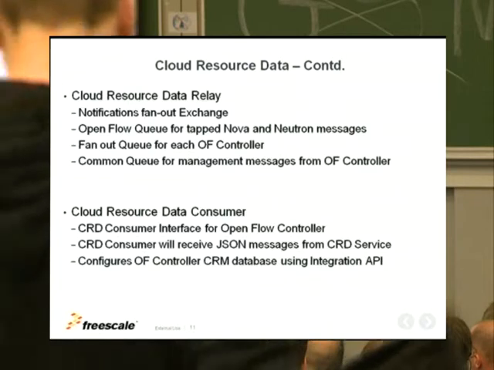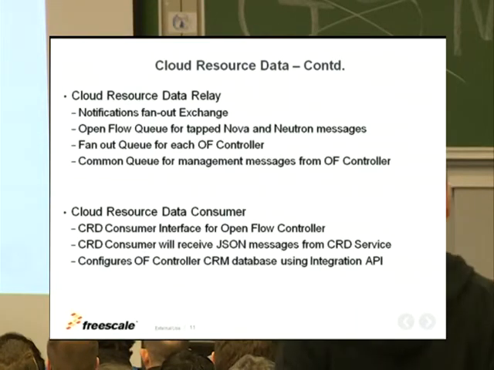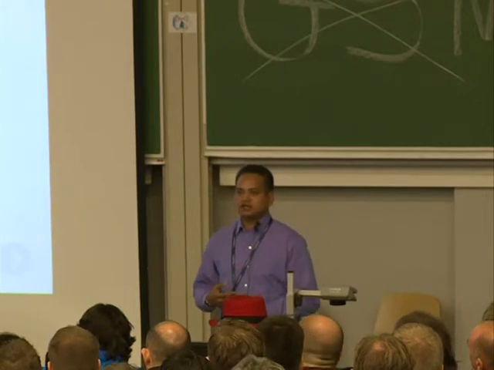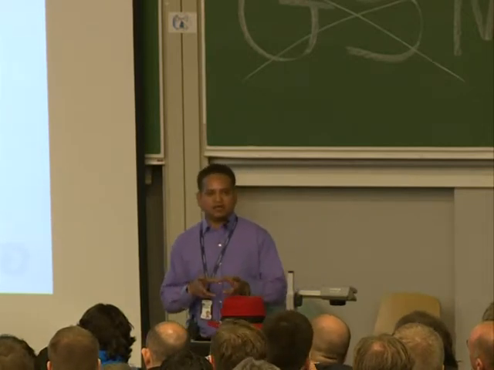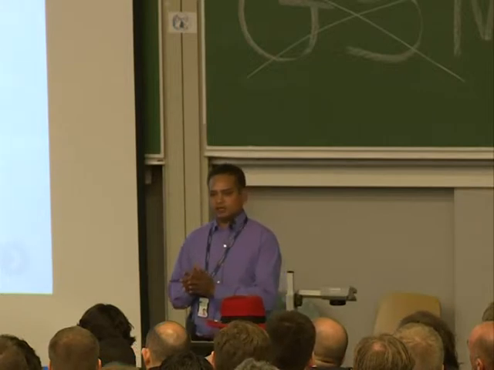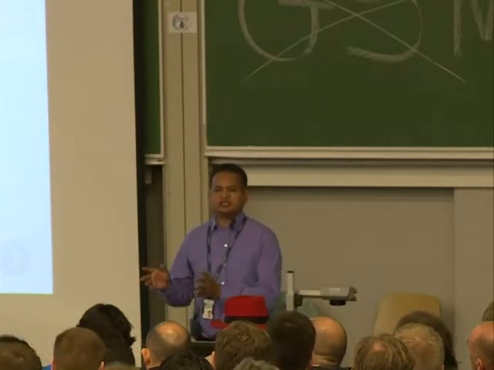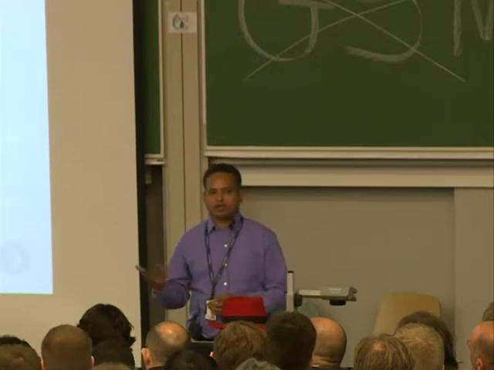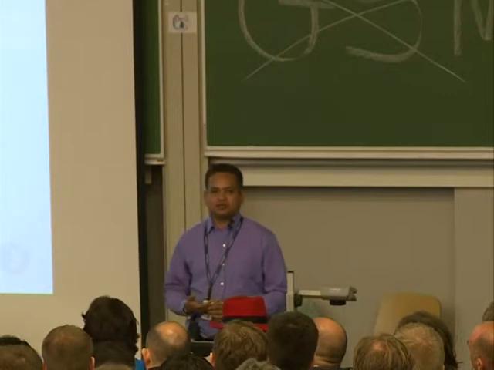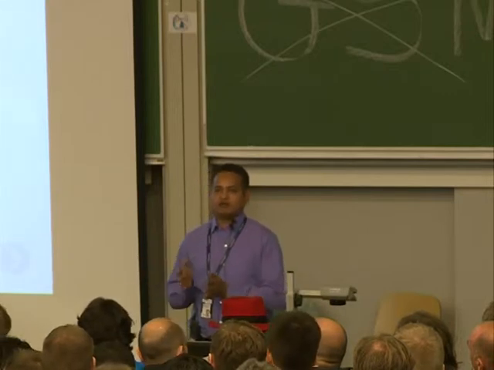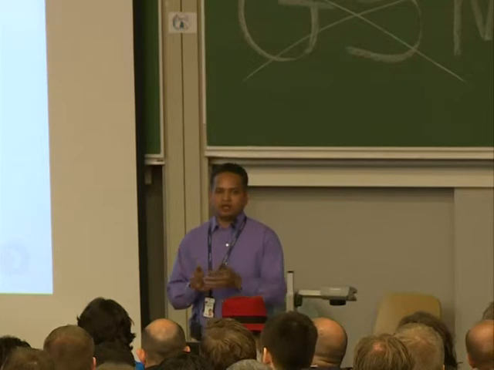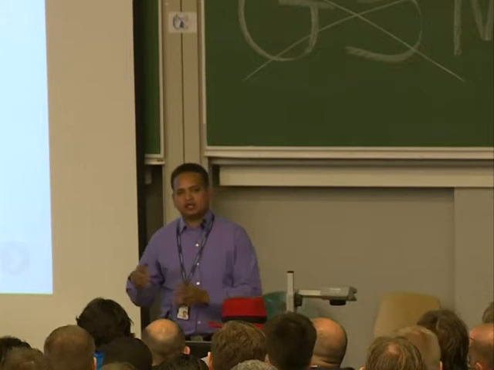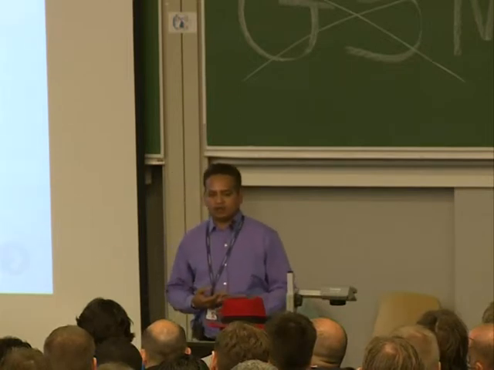The CRD consumer will receive JSON messages from the CRD service. All the events are through JSON messages, and that JSON message can be converted into the messages required for the OpenFlow controller. We can have an OpenFlow controller like OpenDaylight, or any third party or commercial vendor. We just have to write the corresponding driver where these JSON messages are converted into messages that can be understood by the OpenFlow controller.